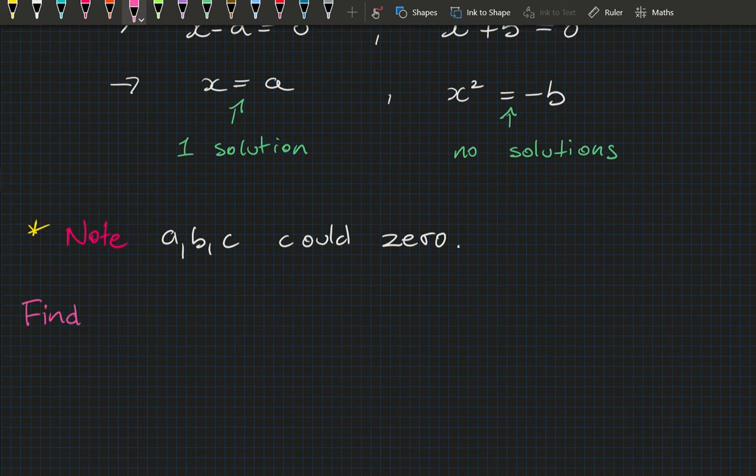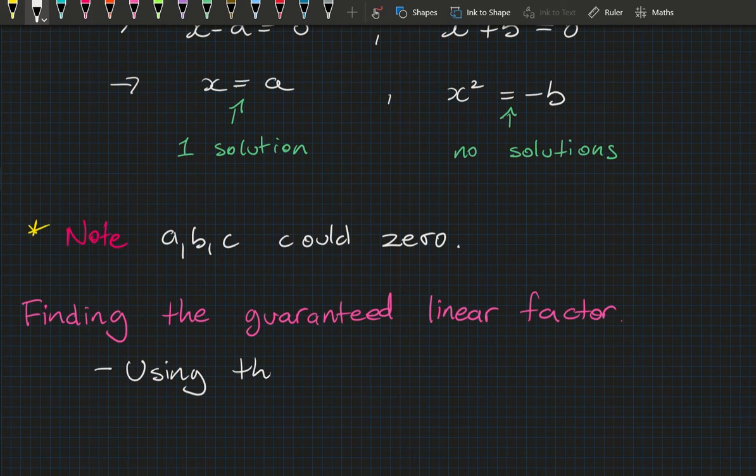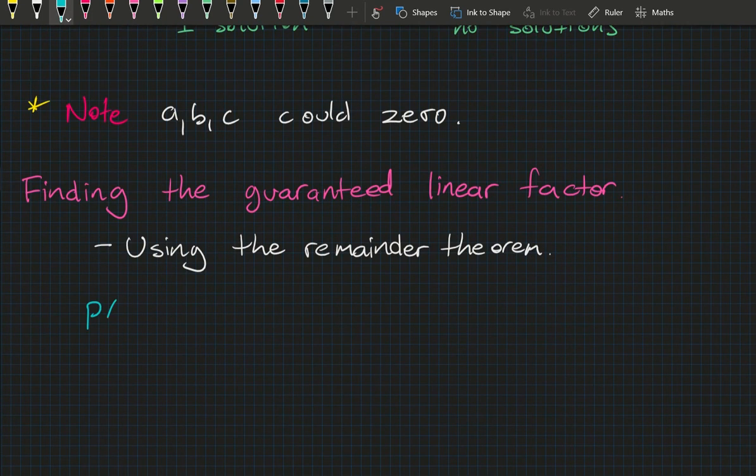So how do we go about finding these guaranteed linear factors? Well, we're going to use the remainder theorem. Told you it was a cool trick. So as a reminder, that would mean that we've got a polynomial and we could express it as some linear factor times a quotient plus the remainder, just as we worked with in the last class, right?